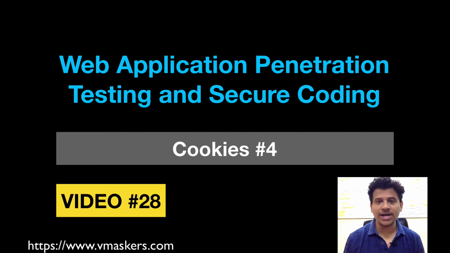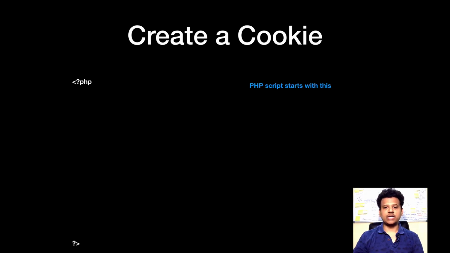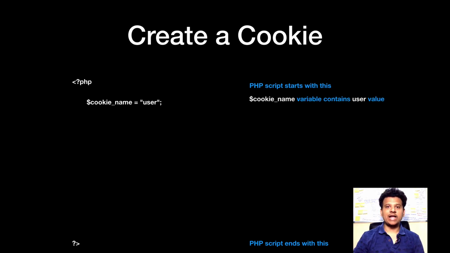This is video number 28, and in this video we will continue to see cookies. Let's see the program which we use to create a cookie. So PHP starts with this, ends with this. After that we created a variable cookie name, we gave the value user. After that we created another variable cookie value, we gave the value Vikram.